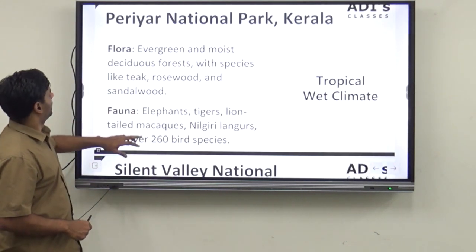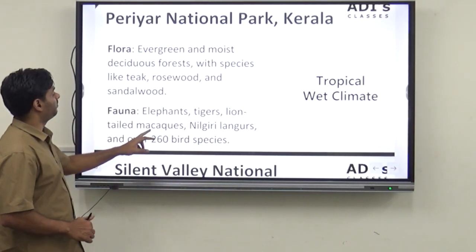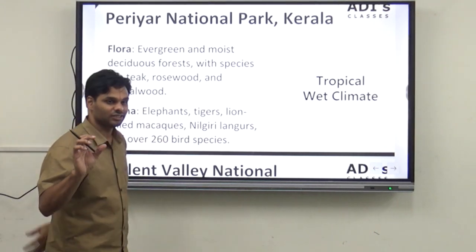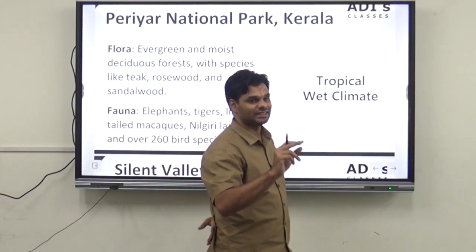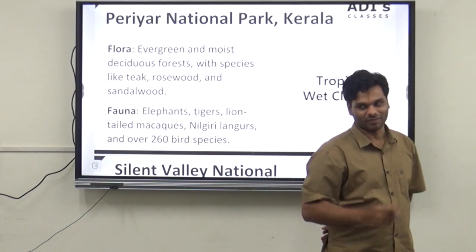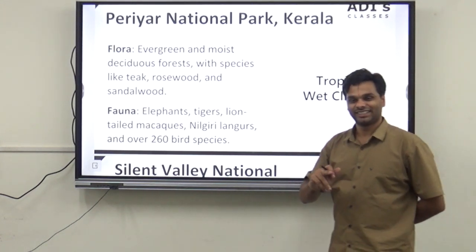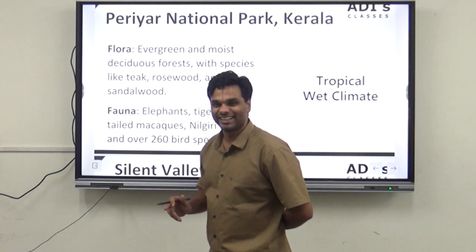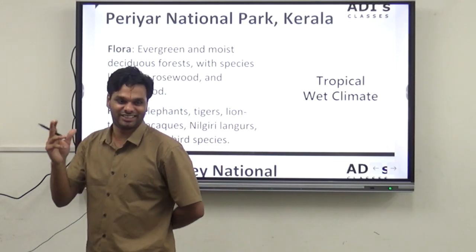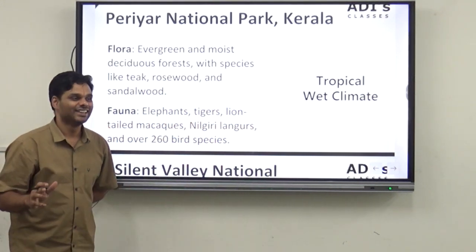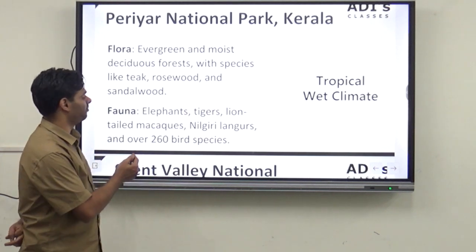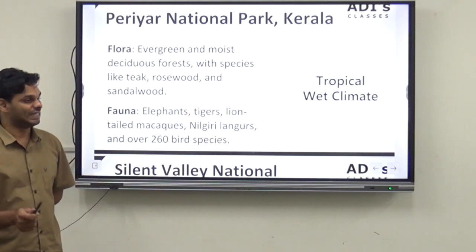So, again, elephants, tigers, lion-tailed macaques. What are macaques? Monkeys. Macaques are monkeys. What are macaws? Parrot-like birds. Okay? So don't get confused. These are macaques. Macaques are monkeys.